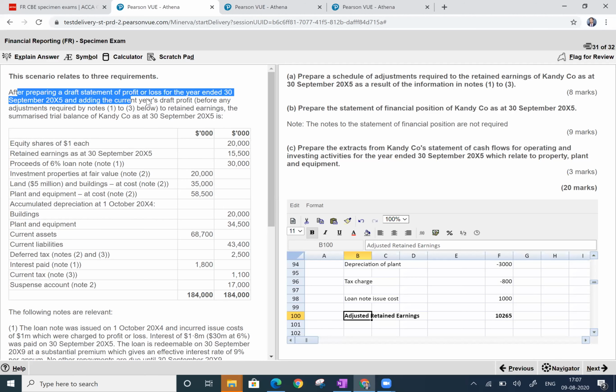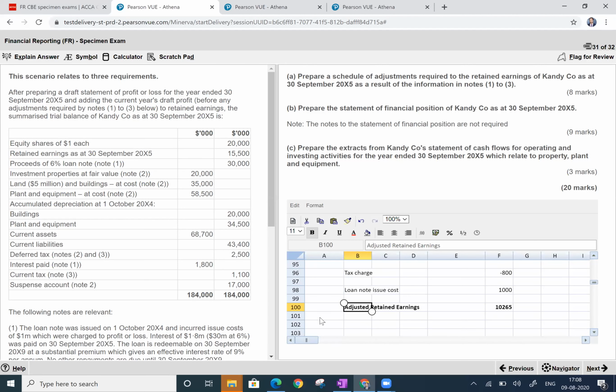After preparing a draft statement of P&L for the year ended 30 September X5 and adding current year's draft profit, before any adjustment required, note 1 to 3. So the retained earnings you have got, 15,500, is before any adjustment you have done. That means no depreciation has been calculated, gain has not been calculated. All of that 15,500 is before these adjustments. So do these adjustments and add to profit or less to profit. So this is before any adjustment. Clear? And I think you might have gone through a past question paper saying it was after all those adjustments. If it is after all those adjustments, we'll have to recalculate and reverse your working.